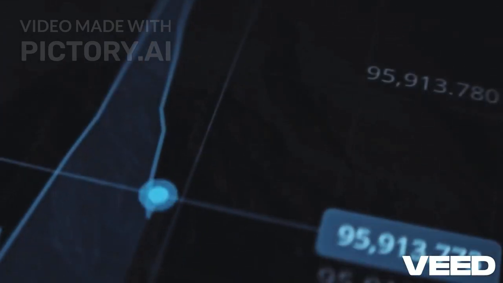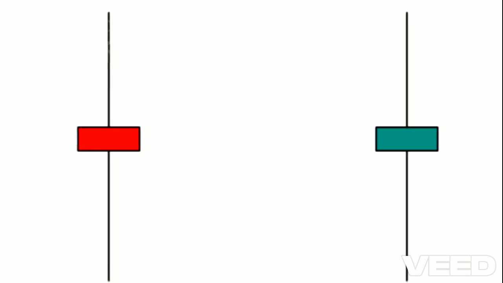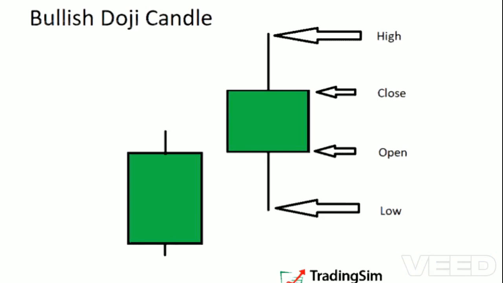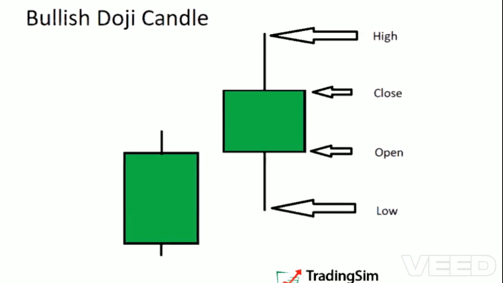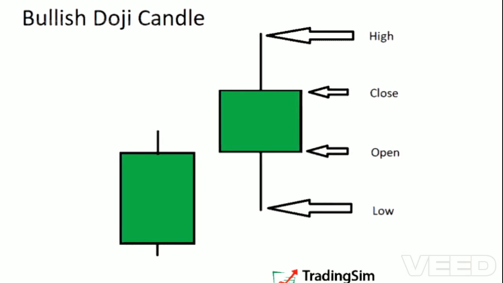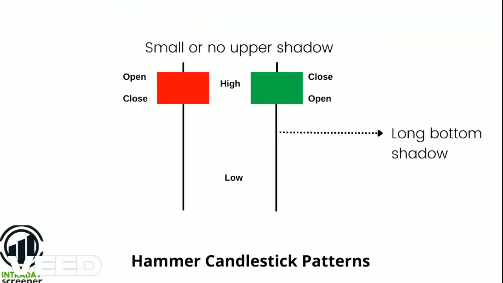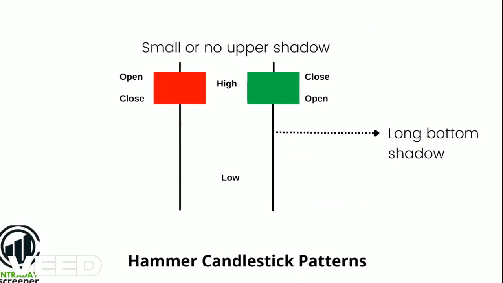Single candlestick patterns. Let's look at some powerful single candlestick patterns. Doji, indecision. Open and close are almost the same. Watch for breakouts. Hammer, bullish reversal. Small body, long lower wick, found at the bottom of a downtrend.